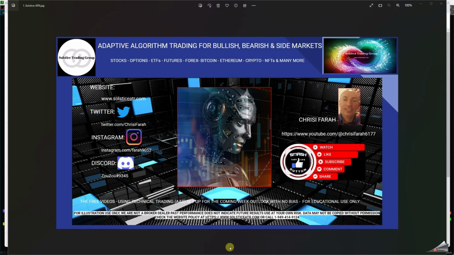We use this adaptive algorithm for our trading use only, for side market, up market, down market. Remember, we're not a broker dealer. Past performance does not give us any indication of future results due to the fact the market can do what it wants. We trade levels according to momentum, supply and demand zones, compression, expansion from those areas. If you need more information and you'd like to know about it a little bit more for educational purpose, give us a jingle at that number.